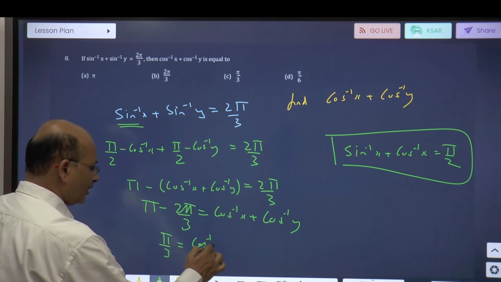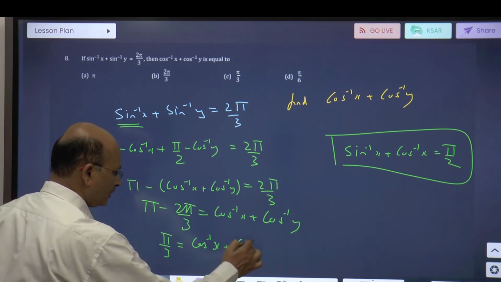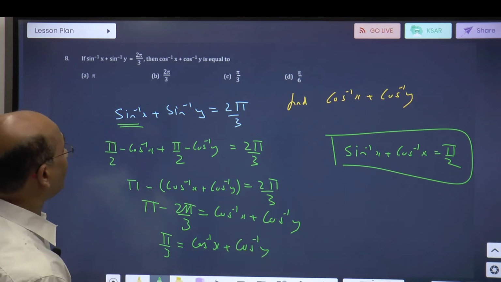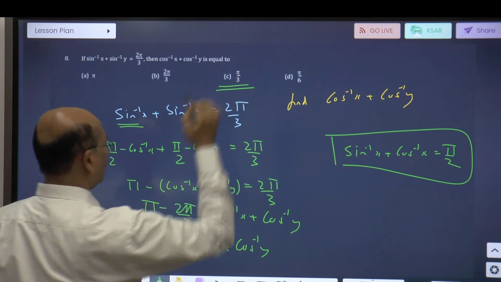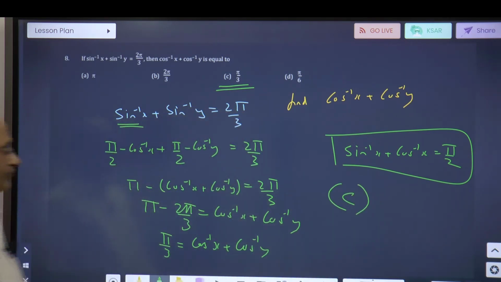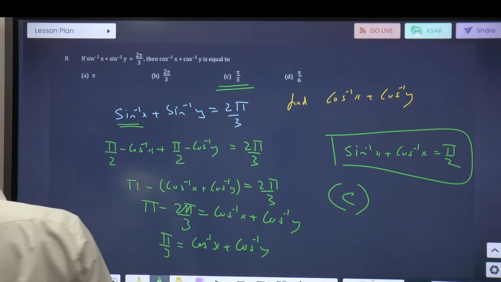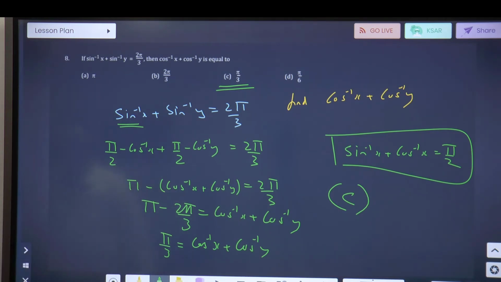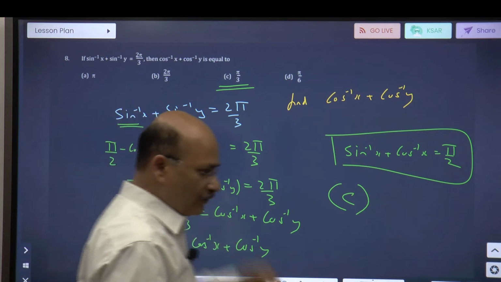So just check whether you have this answer. Is pi by 3 there? Yes, it is there, it is C. So C option is the right option. Okay, let me confirm this. 8th sum, C option is absolutely the right answer. So it's not a difficult question.